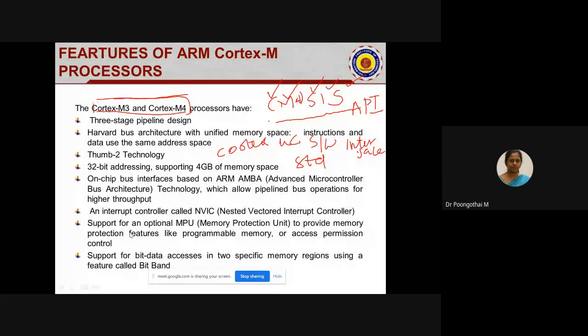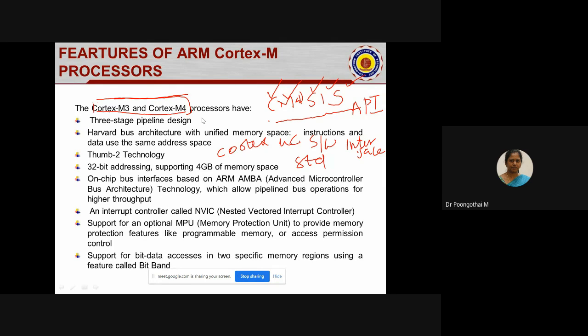So these are the features of your Cortex M3 and M4 processor. Basically, these two processors are designed by ARM. ARM is the Advanced RISC Machine. That is one of the manufacturers. So it is designed by ARM, which is built on a high performance processor core.